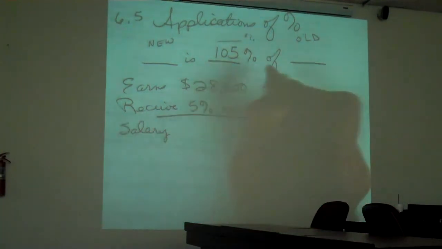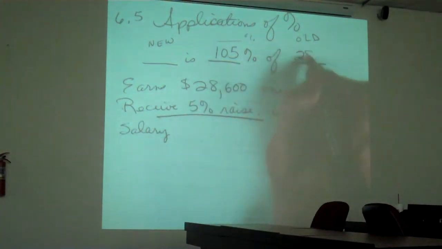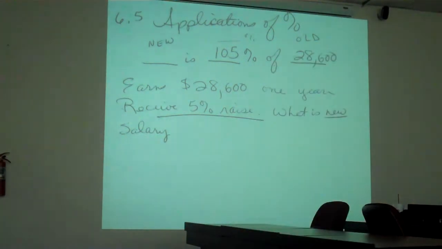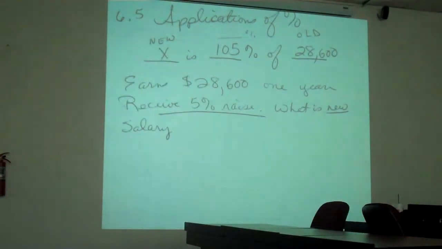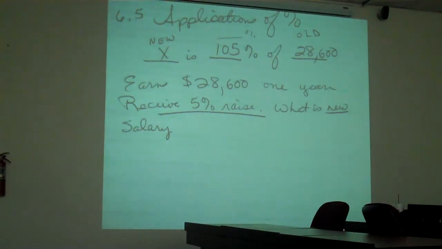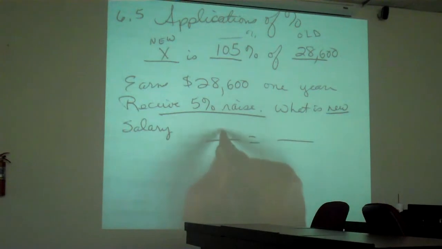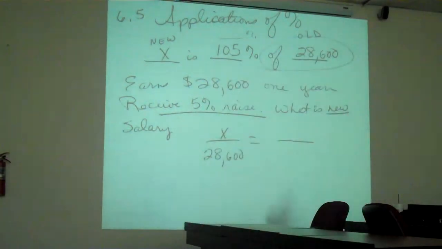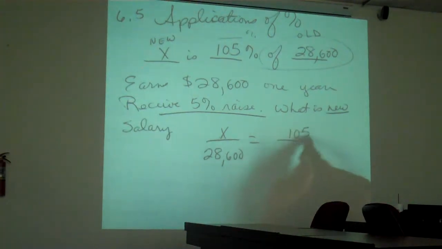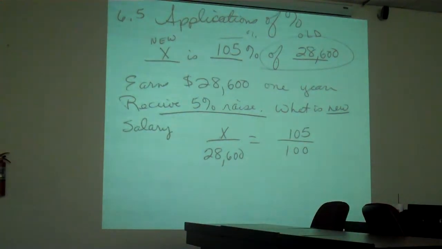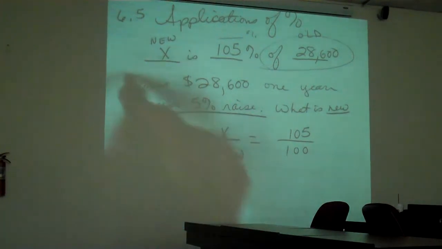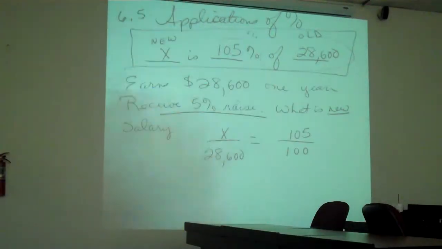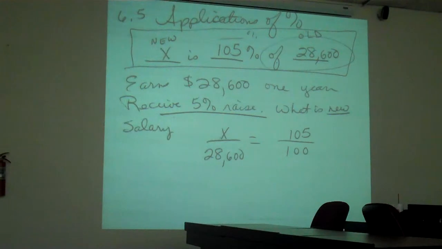So of what you used to get, your old salary is $28,600. The new salary is what you're looking for. The new salary is 105% of your old salary. So is over of, there's your of, is your percent over 100. If you put it into your sentence like that, you should know where to put it every time.